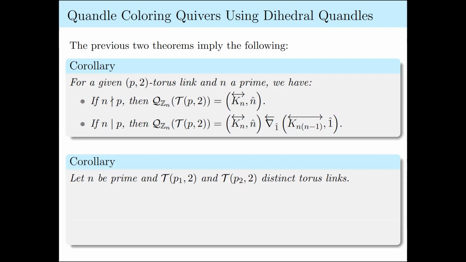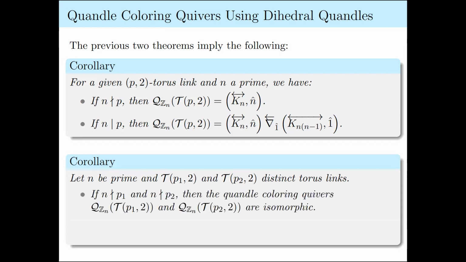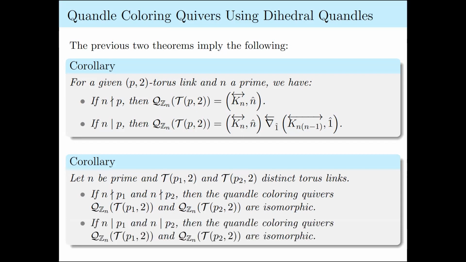The second corollary lets n be prime and considers two distinct torus links. If n does not divide P1 and n does not divide P2, then the Quandle coloring quivers of the two torus links are isomorphic. If n does divide P1 and P2, then both Quandle coloring quivers are still isomorphic. The proof of these corollaries can be found simply by plugging in values into the previous theorems.